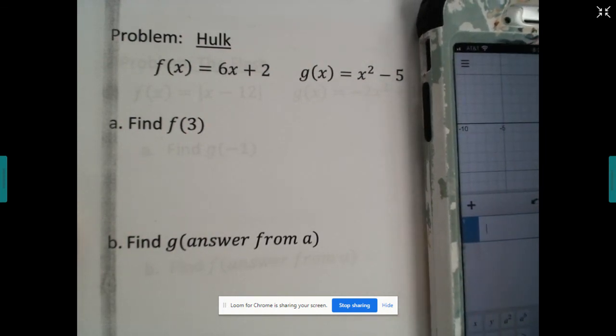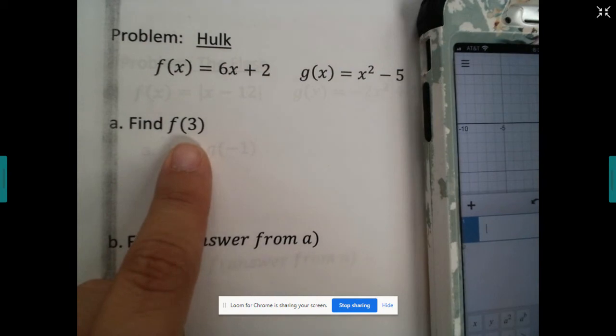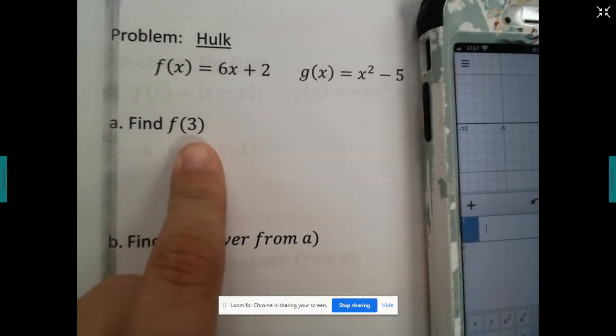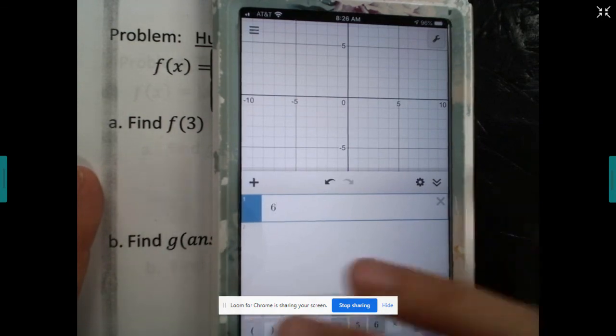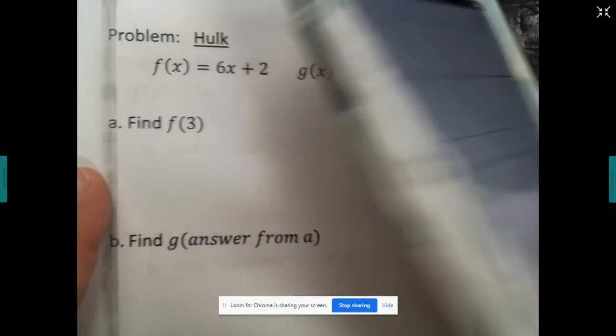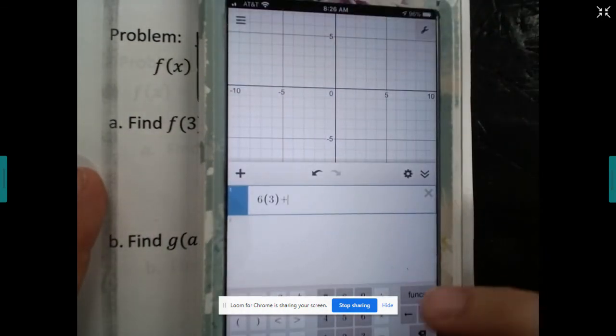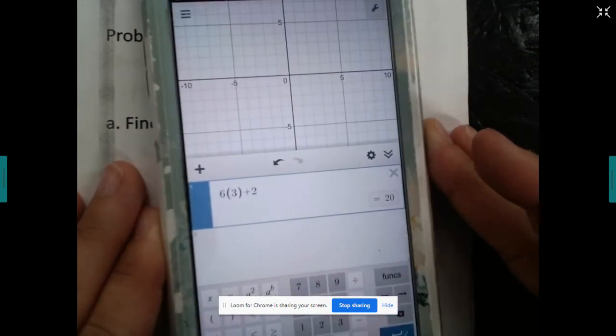Thank you. Okay. So first we'll find f of 3. So you'll take the 3 and plug it into your f. Again, you can do it by hand or you can just type it in. So 6 times 3 plus 2. And that gives us 20.